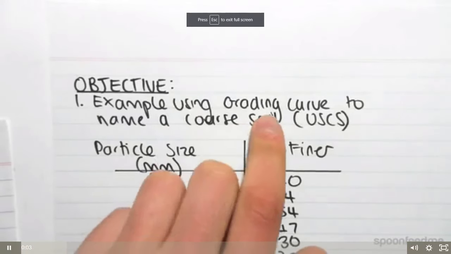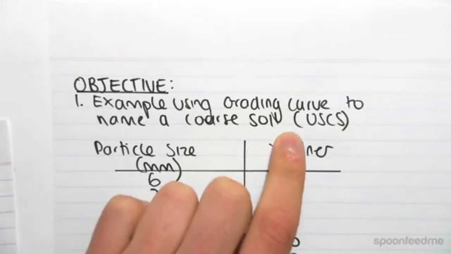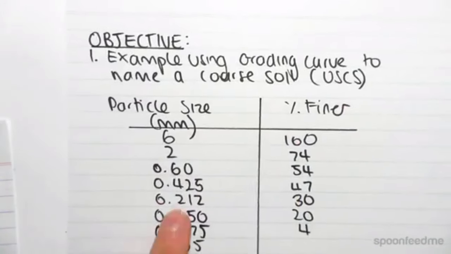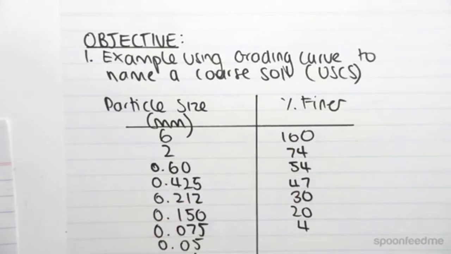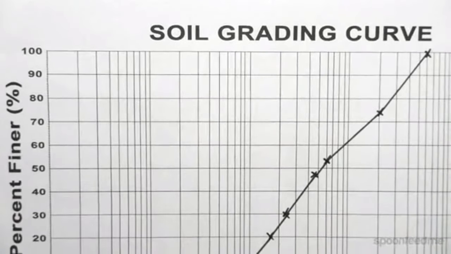Do an example using a gradient curve to come up with a name for a coarse soil, and this of course is under the Unified Soil Classification System. So as always, I've prepared an example with particle size against percents finer, and we're going to graph this on a soil gradient curve. I've done this example already.